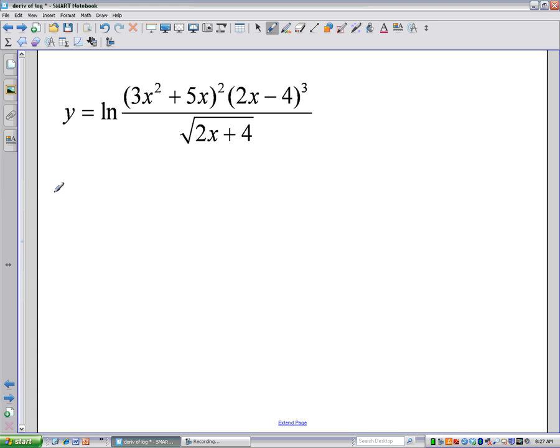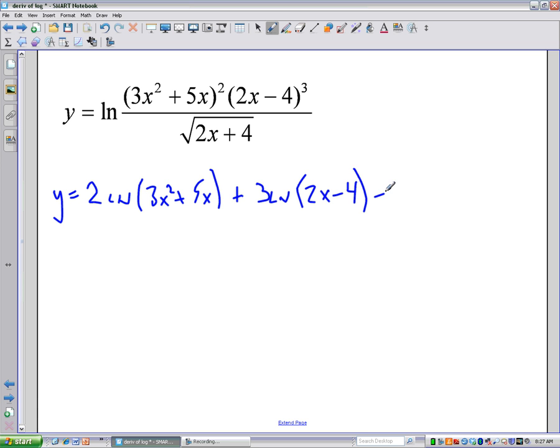But no, because of natural logs, we can rewrite this in a nice way. This is going to turn into, and I'm just going to write what it's going to turn into, and you can pause and think about why it is this. 2 natural log 3x squared plus 5x plus 3 natural log 2x minus 4 minus 1/2 natural log 2x plus 4. Just used all my properties from the day before yesterday to do this.